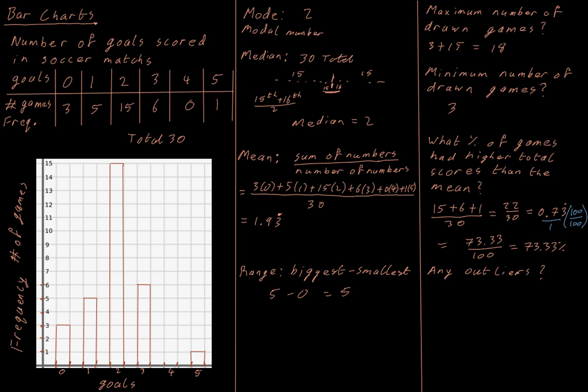Finally, are there any outliers in our data set? And there kind of is. 5 is a little bit of an outlier. Most of these are fairly well grouped together around the mode of 2, but 5 would be a bit of an outlier. It is kind of off by itself. And that is what we need for now.